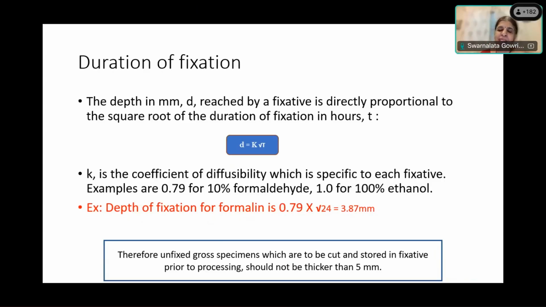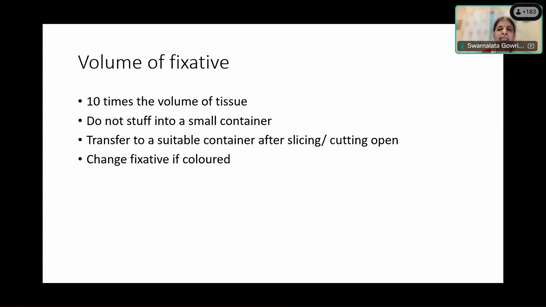Your formalin has to fix the tissue, so that is the idea of why we cut. There is a science behind why we slice the tissue at about 5 millimeter width or so. The volume of fixative should be 10 times the volume of tissue, which you would be aware of.